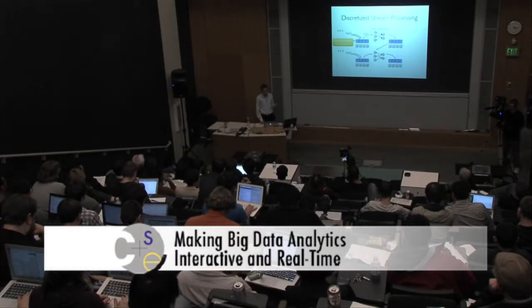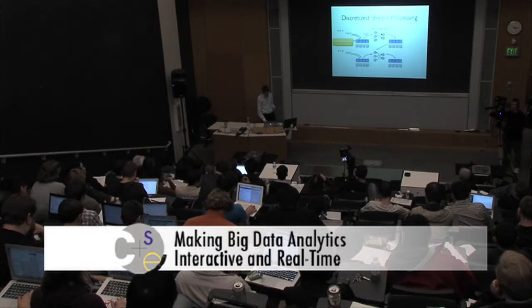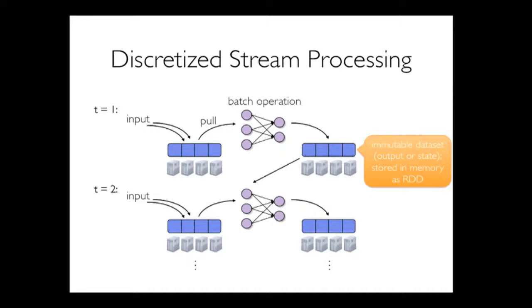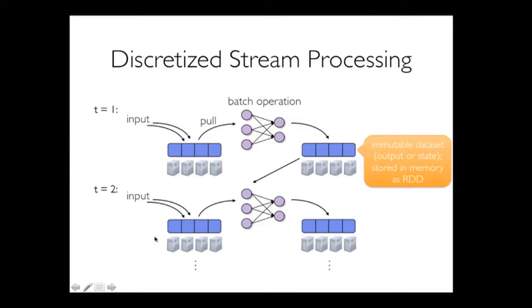Now, when the time step is over, we run a deterministic batch computation, like imagine a little MapReduce, and we produce new data sets. These are also immutable, but they're not replicated. They're just stored as RDDs in memory. These can be either the output of the computation or state for the next time step. And then on the next time step, you can do another deterministic operation based on your state from before and your new data.